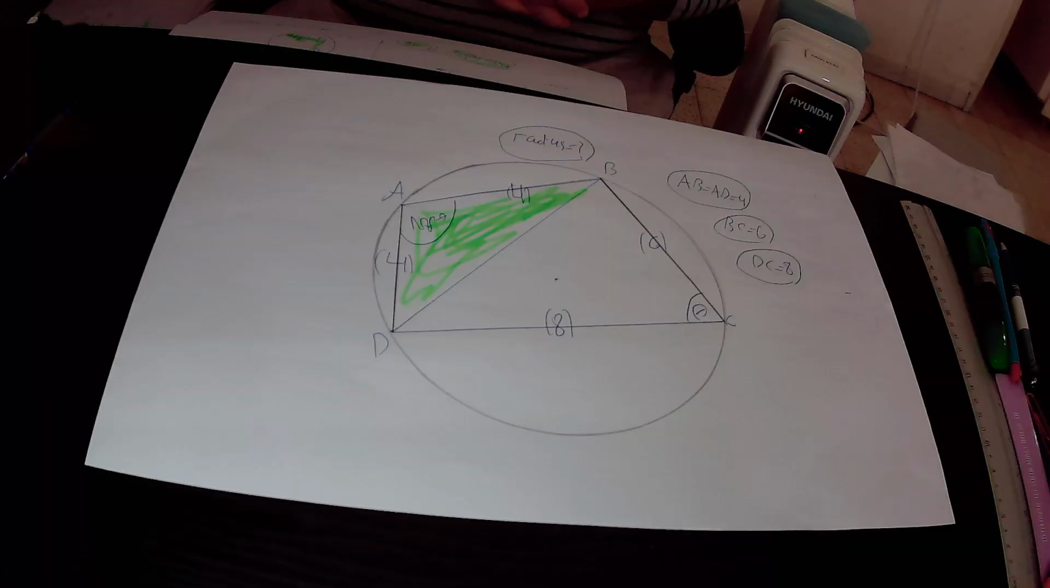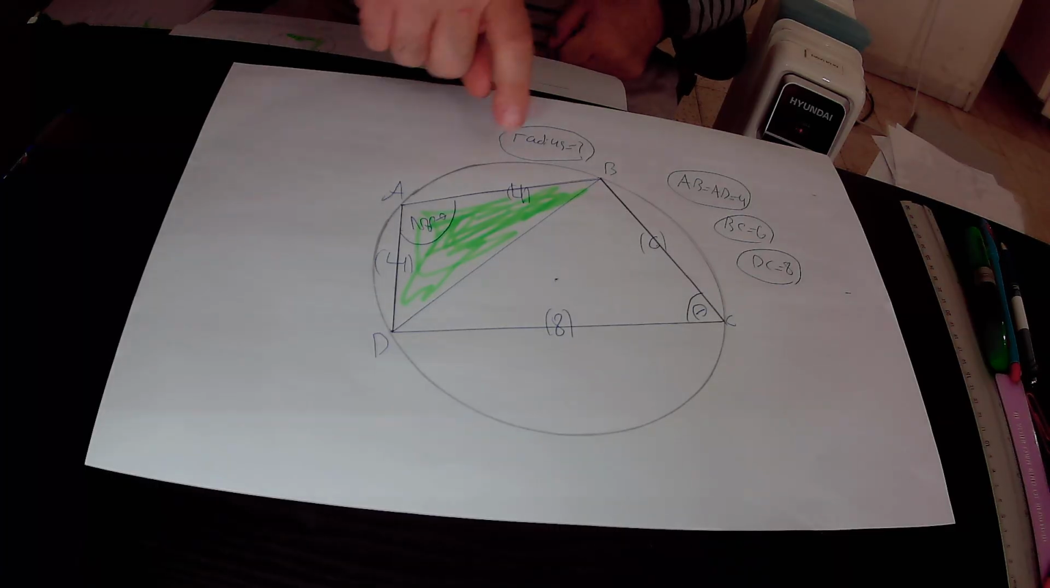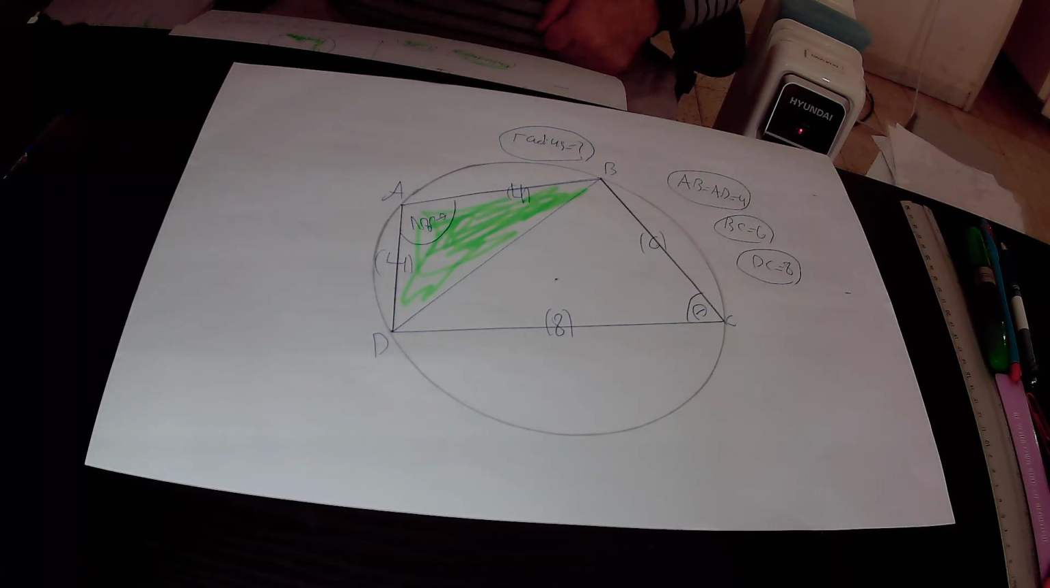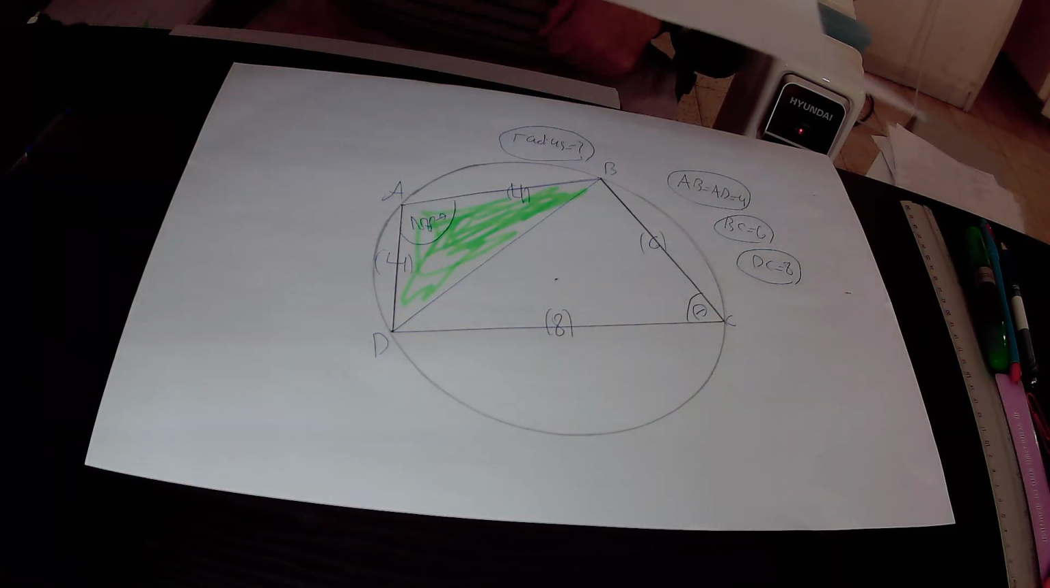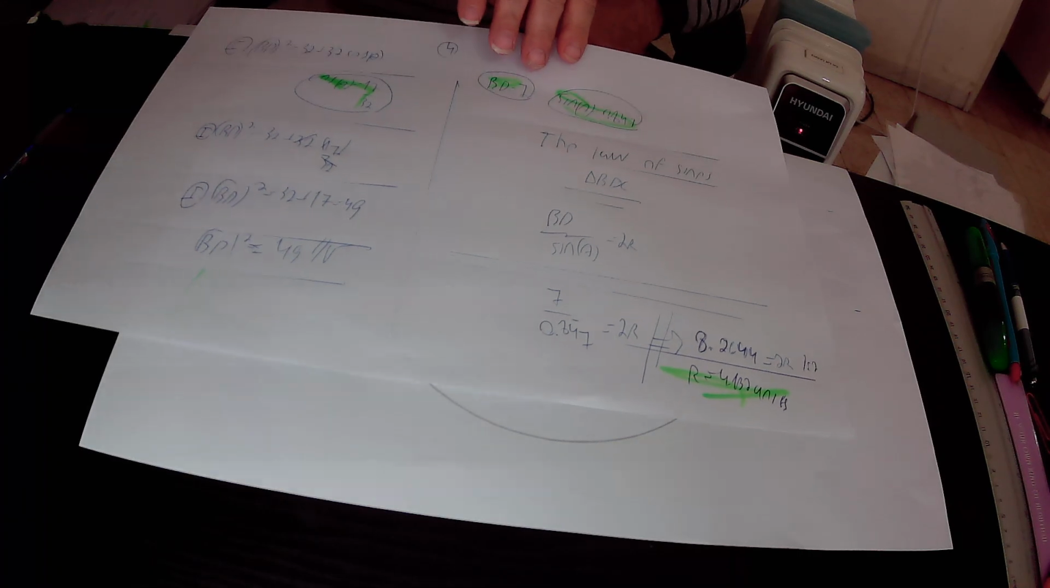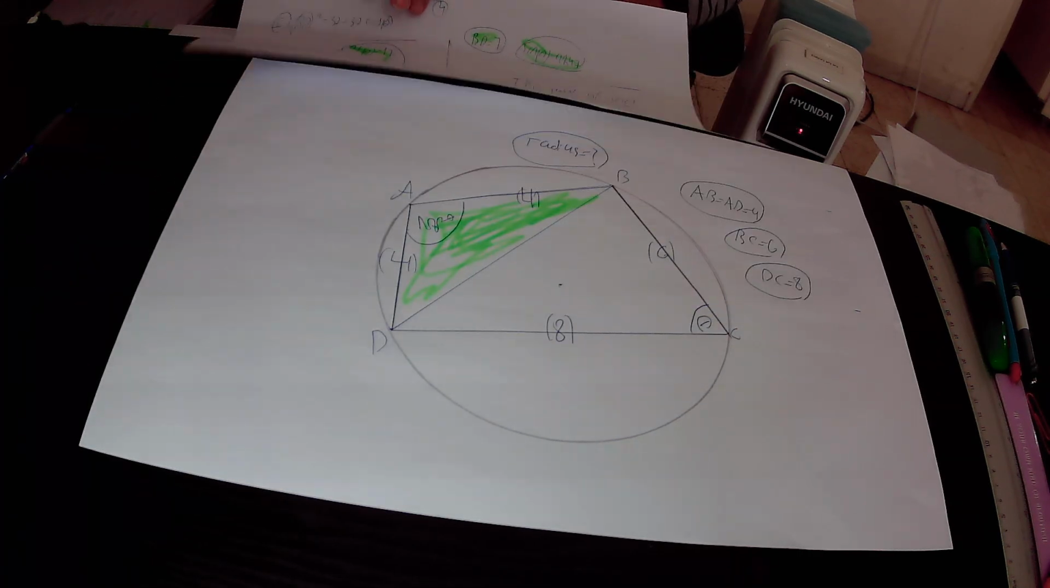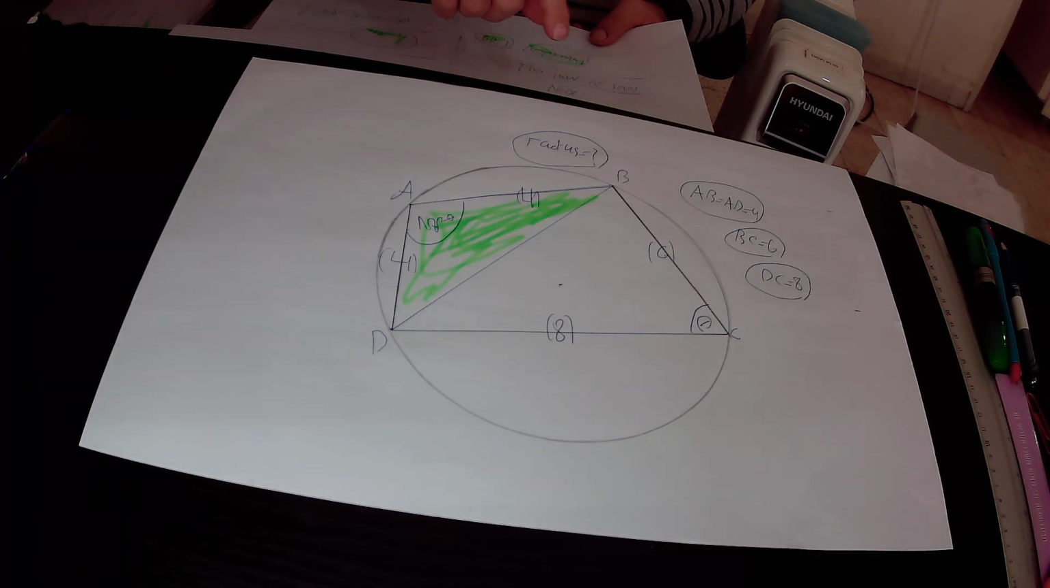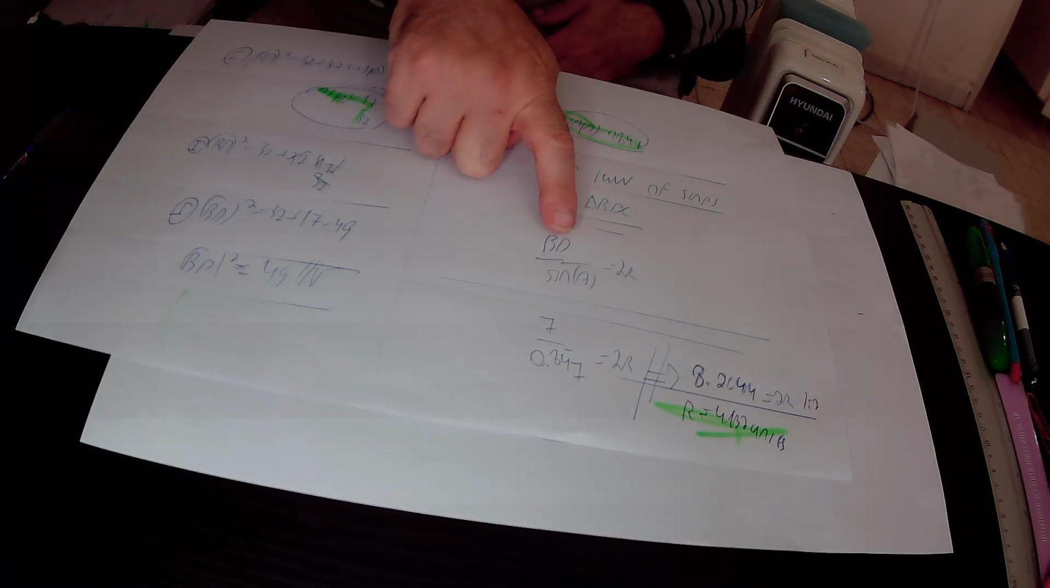And according to the law of sines in its full version, in this right triangle BDC, the following equation is true: BD over sine theta equals 2R, and R is the radius of the circle that we wrote before. Then again, according to the law of sines, in this right triangle BDC, BD over sine theta equals 2R.